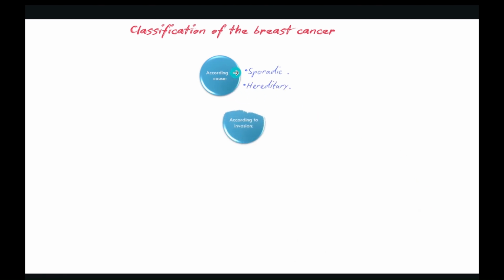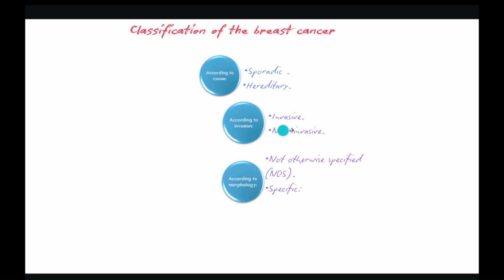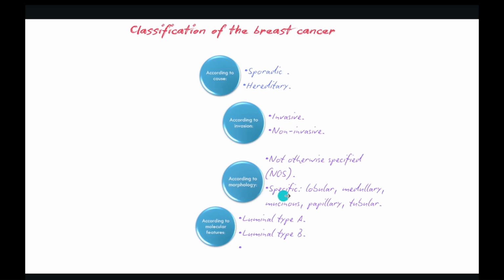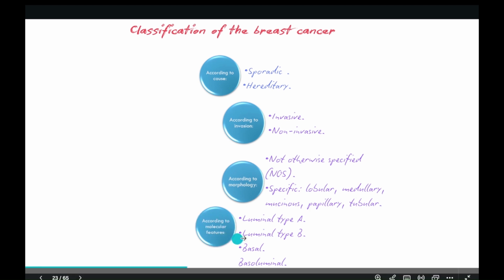If we look at breast cancer and we want to classify it according to the cause, we can classify it as sporadic and hereditary. According to invasion, invasive and non-invasive. According to morphology, not otherwise specified, which is NOS, and it is invasive ductal carcinoma, or a specific type like lobular, medullary, mucinous, papillary, tubular, or according to the molecular features like luminal type A, luminal type B, basal or basoluminal.